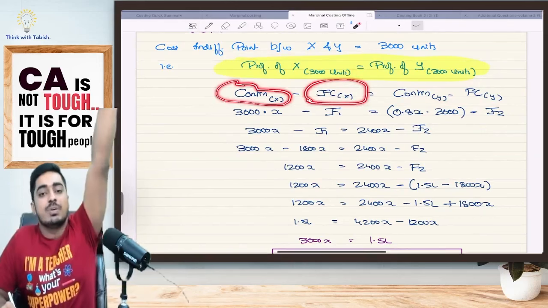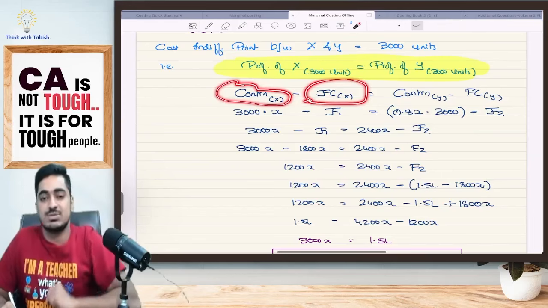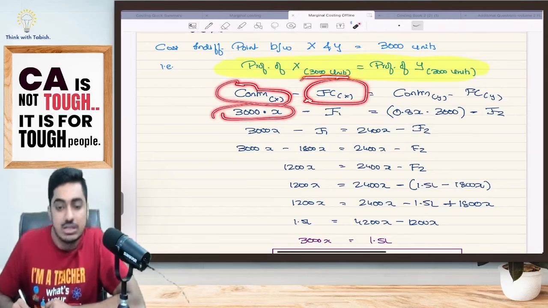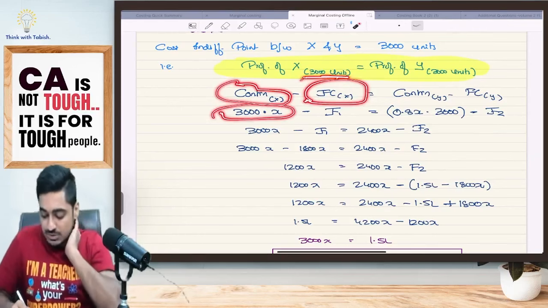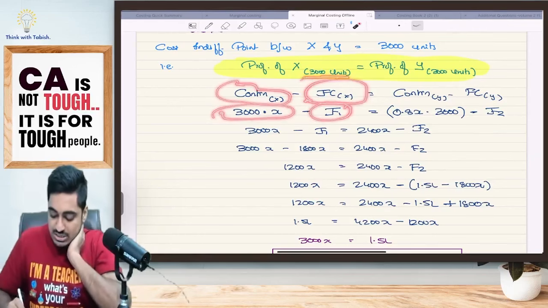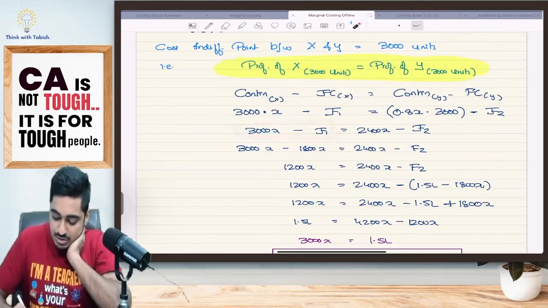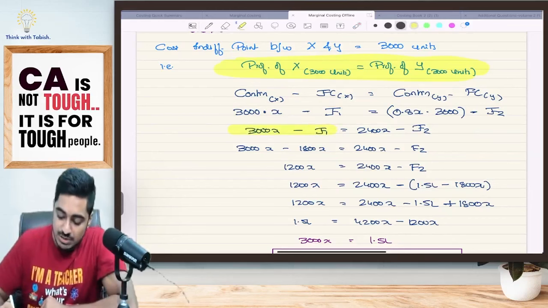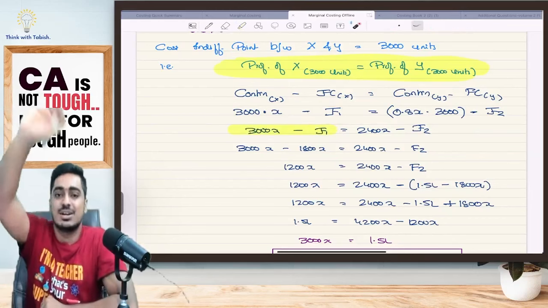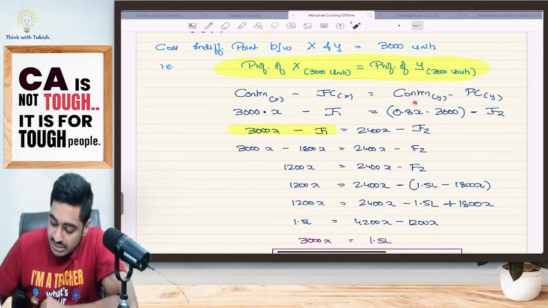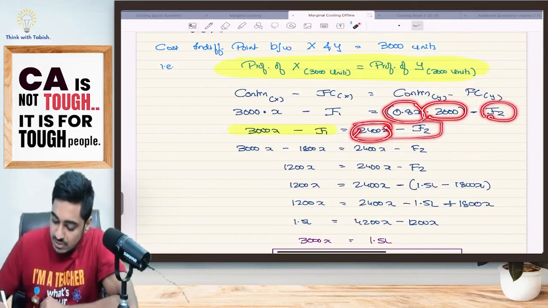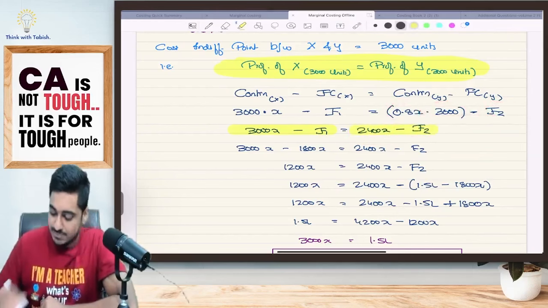What is contribution per unit of X? Sir, for 1 unit of X, we have taken X rupees as contribution. That means for 3000 units, what will it be? 3000X. Fixed cost of X, how much have we taken? We have taken it as F1. So it is 3000X minus F1. Yes or no, everyone? For Y, tell me what is contribution per unit of Y? It is 0.8x, 1/5 less. That means 0.8x per unit into 3000 units gives me 2400x. What is the fixed cost? It is F2. So it is 2400x minus F2. Yes or no, everyone? Yes, sir.